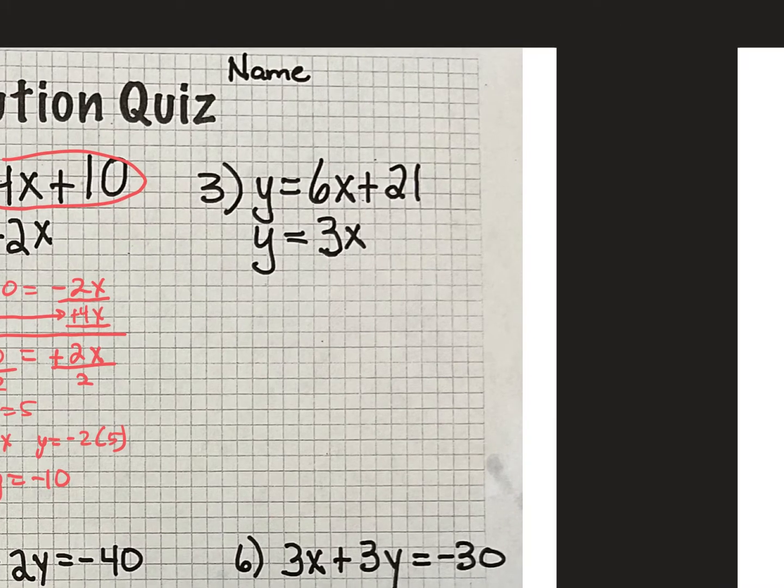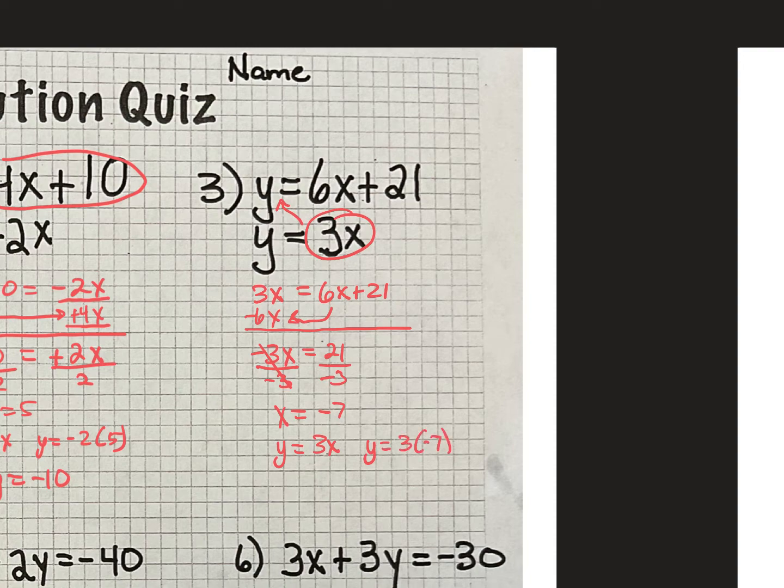For this one, 3x will equal 6x plus 21, because we can plug this in for this one, or vice versa. The 6 has to go over here and become negative 6x. 3x minus 6x, 3x is on the positive team, 6x is on the negative team, so the negative team wins by 3 x's, equals 21, divide by negative 3, x equals negative 7. If y equals 3x, then y equals 3 times negative 7, y equals negative 21.